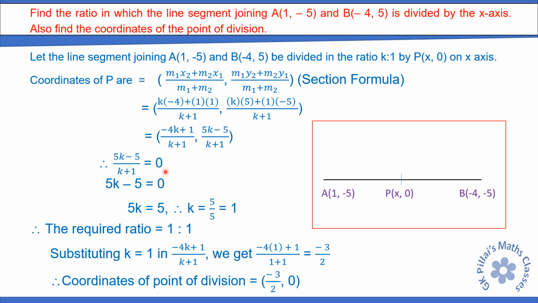K plus 1 will go, when you cross multiply it will become 0. 5k minus 5 equal to 0, 5k equal to 5 and k equal to 1. 1 means 1 is to 1 or 1 by 1. Now we will substitute the value of k in the first one only so that you get the value of x, because the second value is 0 only. Substitute here and get the value of minus 3 by 2. So the coordinates of the point of division, that is this point, is minus 3 by 2 comma 0.